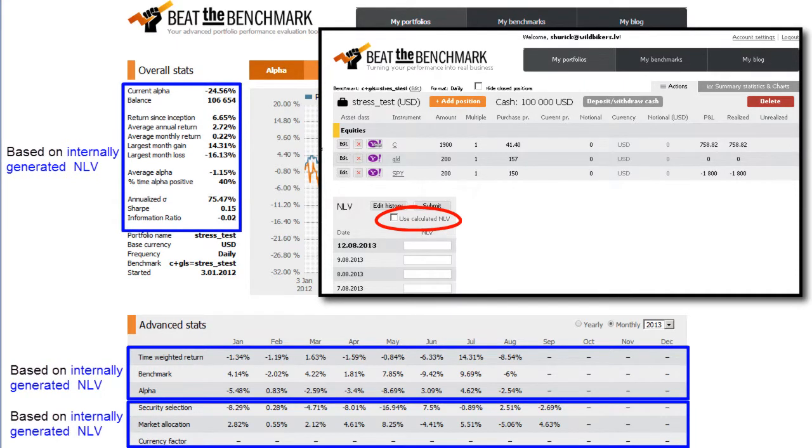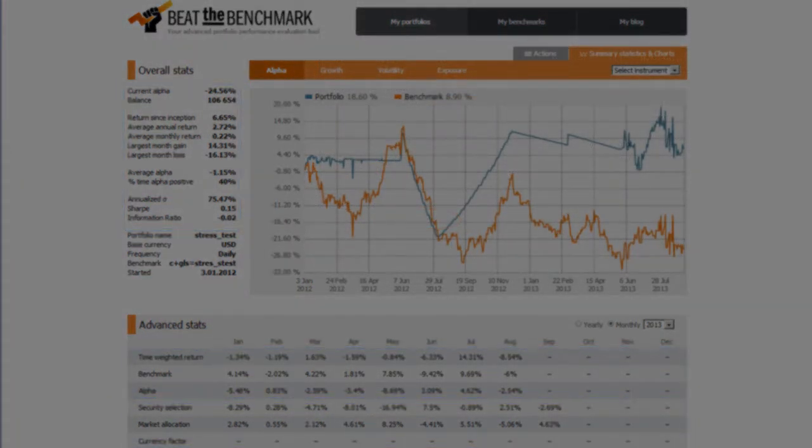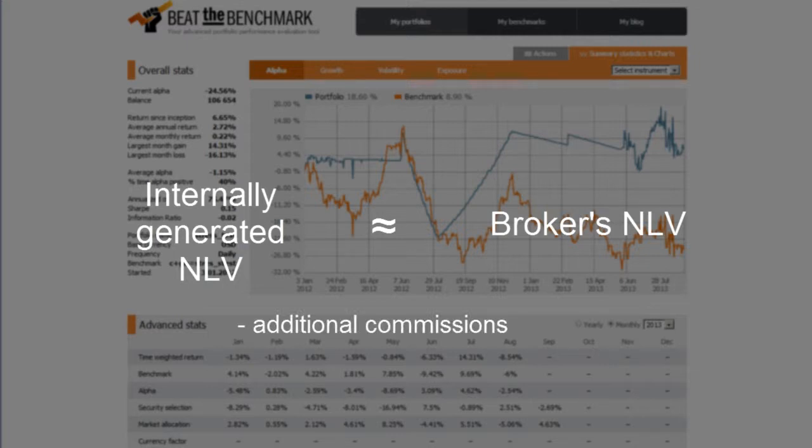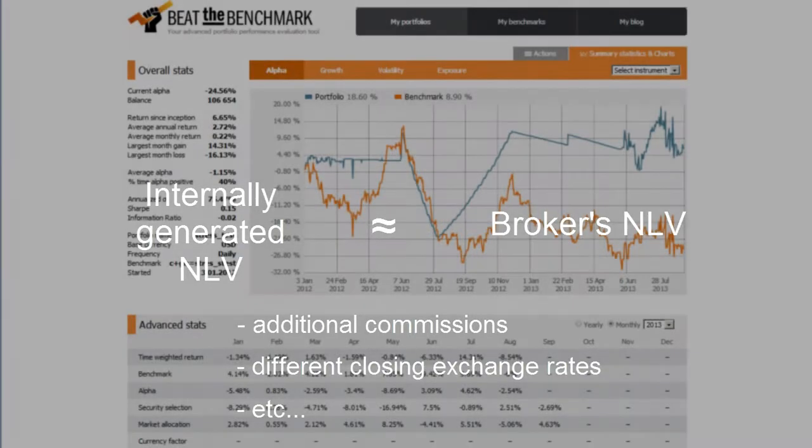as well. As we said previously, in theory, broker's NLV and internal NLV should be the same, but in practice, minor discrepancies may appear due to additional commissions or differences in the exchange rates used by our system and your broker to evaluate daily performance for positions whose currency is different from the base currency.